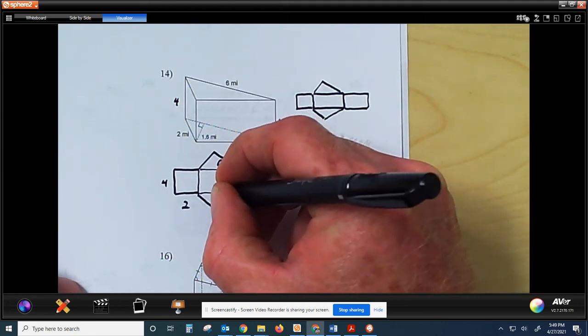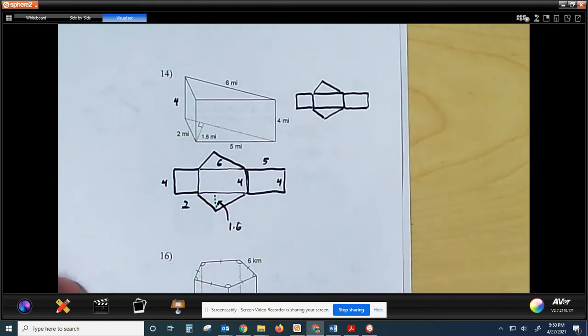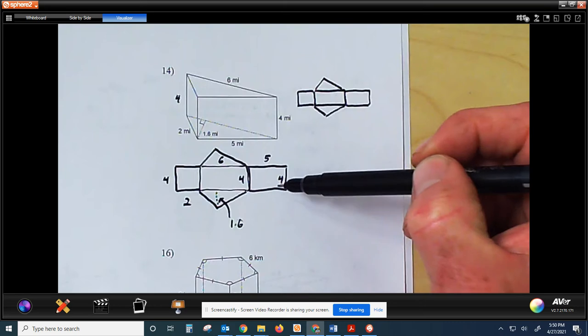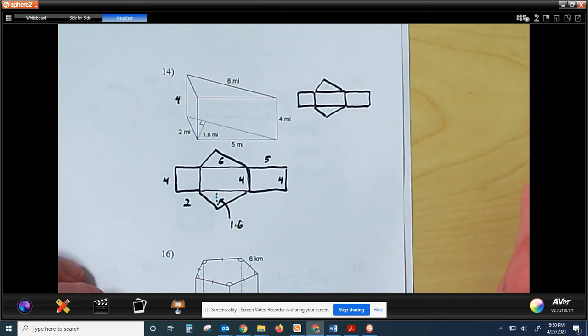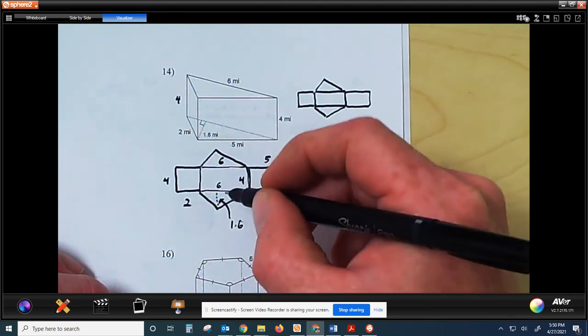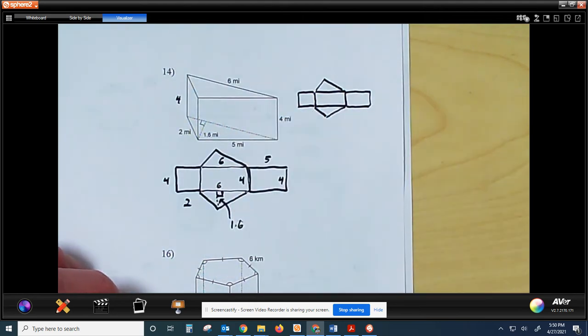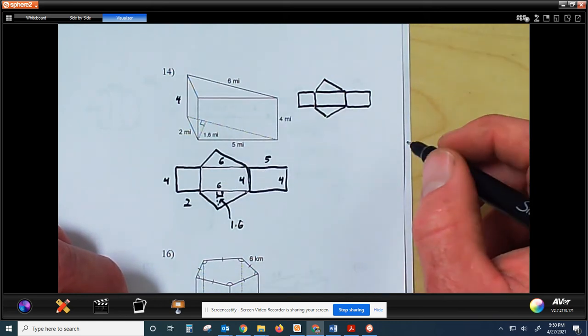I have information that tells me the height of this triangle with an arrow, 1.6. I need the combination of 1, 2, 3 rectangles and 2 triangles to calculate the surface area of this shape. Okay, so I've got the height of the triangle here, and its base is 6 because this is where the 90 degree mark is. There are formulas for a triangular prism and its surface area, but I just think of it this way. I need these two triangles and I need 1, 2, 3 rectangles. So here we go.